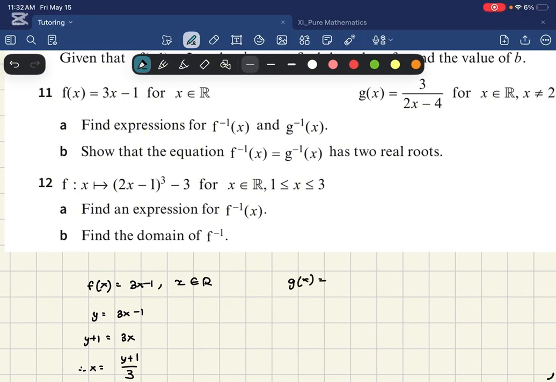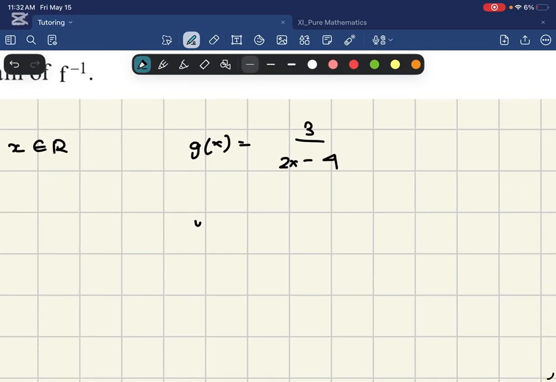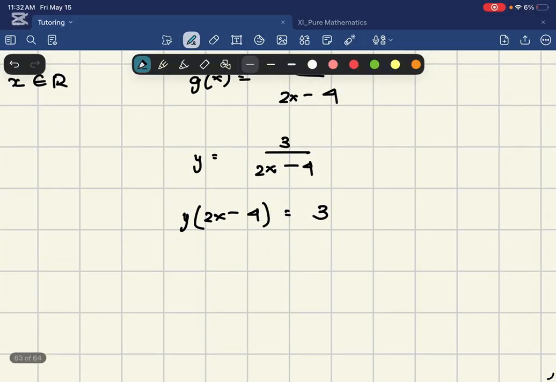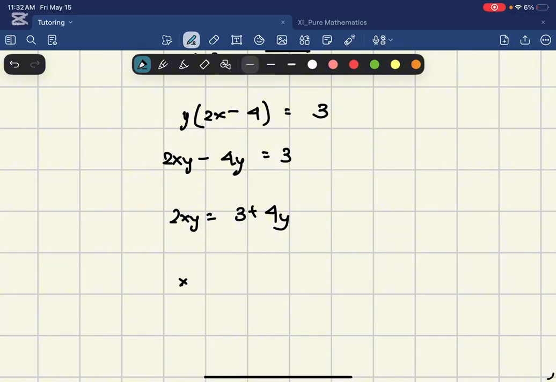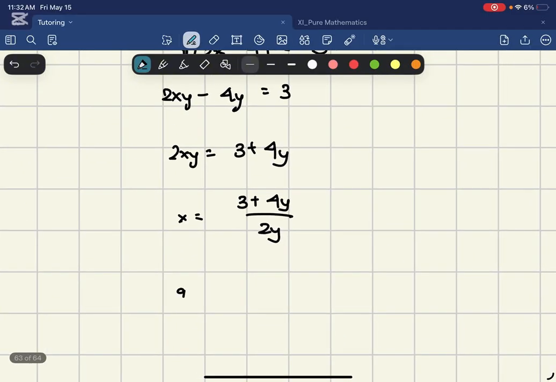g of x is equal to 3 over 2x minus 4. So y is going to be 3 over 2x minus 4. Then I multiply by 2x minus 4 on both sides. I get 3, because it's going to cancel out with the denominator, right? If I multiply on the numerator. So I have 2xy minus 4y is equal to 3. If I add 4y on both sides, I get 3 plus 4y. And finally, I can isolate my x to be 3 plus 4y over 2y. And therefore, g inverse of x is going to be 3 plus 4x over 2x.